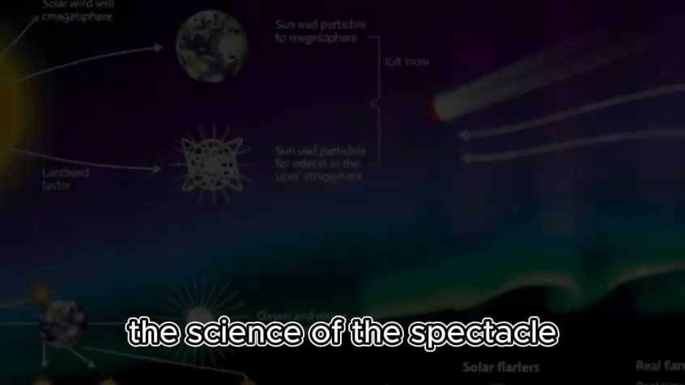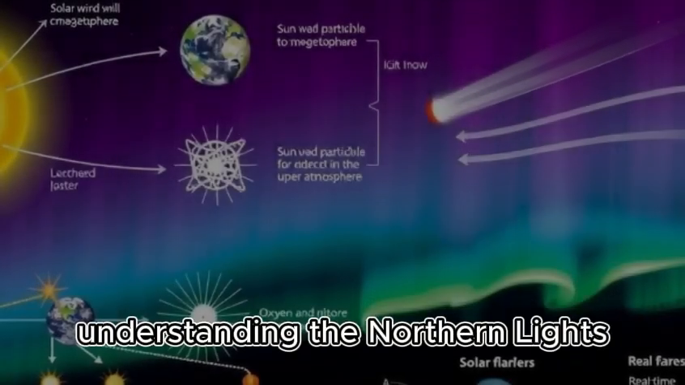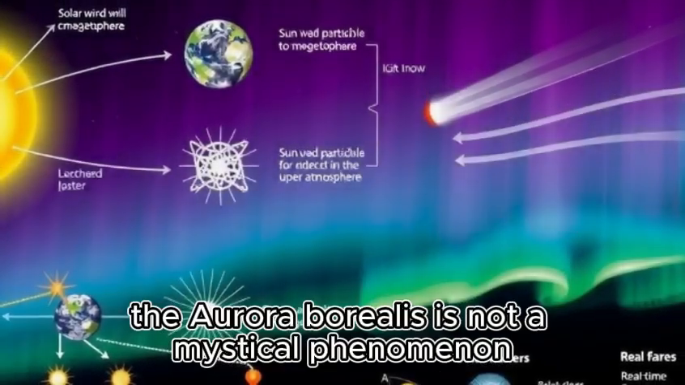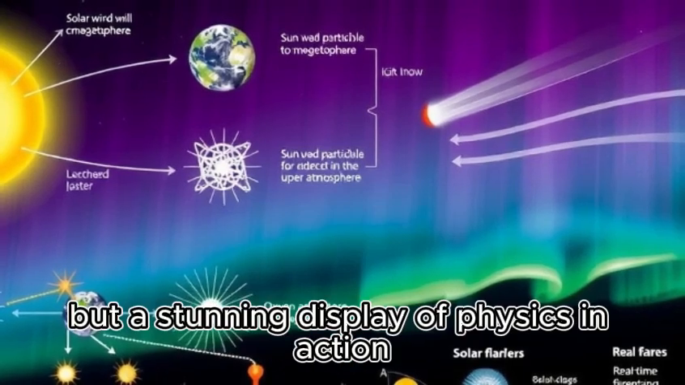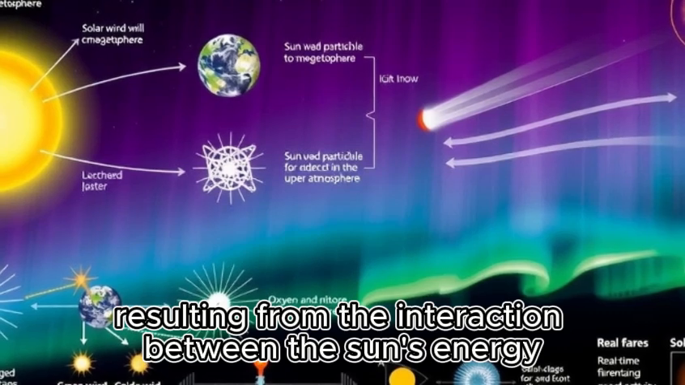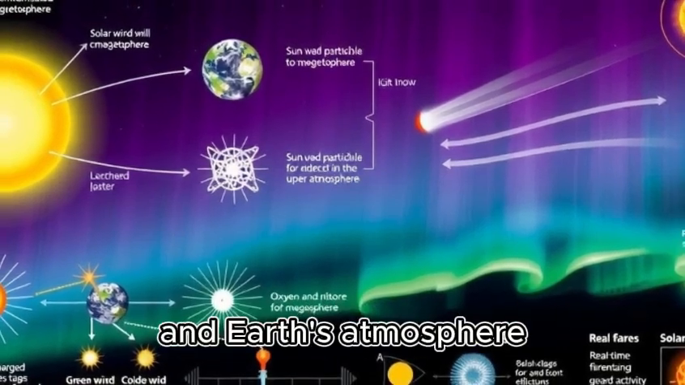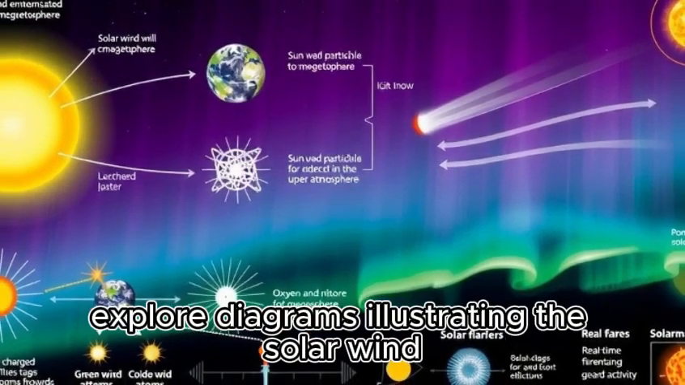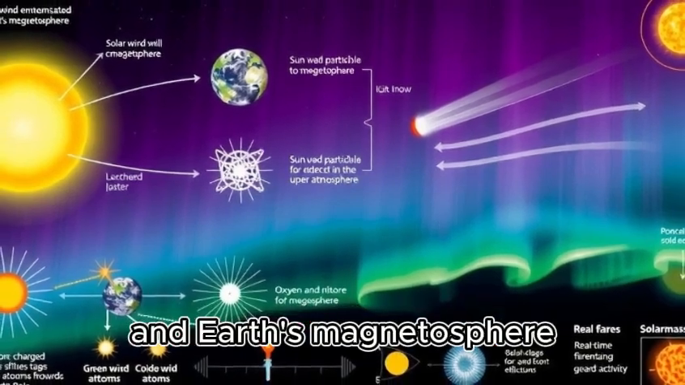The science of the spectacle. Understanding the Northern Lights. The Aurora Borealis is not a mystical phenomenon but a stunning display of physics in action, resulting from the interaction between the sun's energy and Earth's atmosphere. Explore diagrams illustrating the solar wind and Earth's magnetosphere.